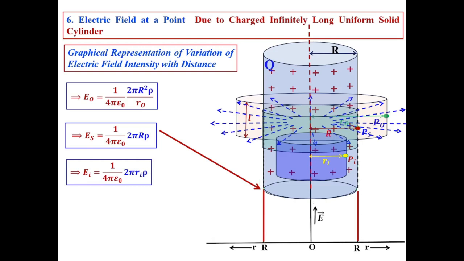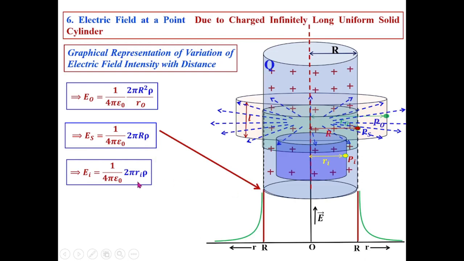Then we go for outside. Here you can see this is a constant value, 2 pi r square rho is also constant, and this Eo is inversely proportional to ro. That means Eo is going to decrease as the distance from the surface increases. So, this is the decrease of electric field intensity as we move away from the surface of the cylinder, and this side is also the same. If we move away from the surface of the cylinder, the electric field intensity gradually decreases, and on the surface it is constant.